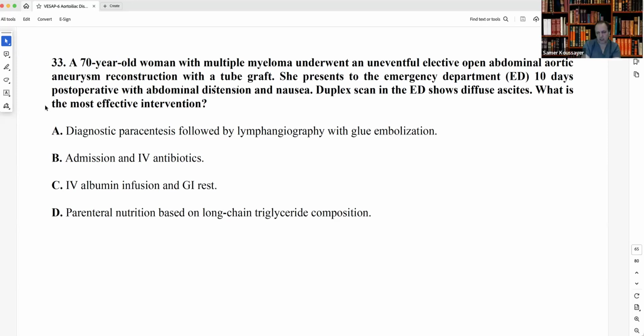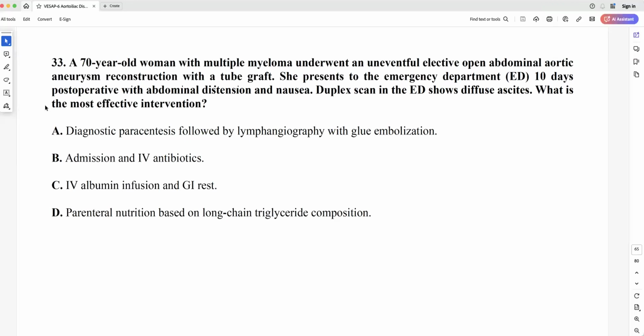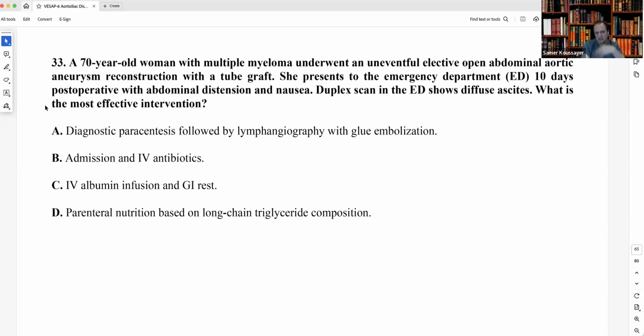And some people give a medication called octreotide. You can start with this, but really the most effective is to just do lymphangiography, and don't waste your time, go with the glue.